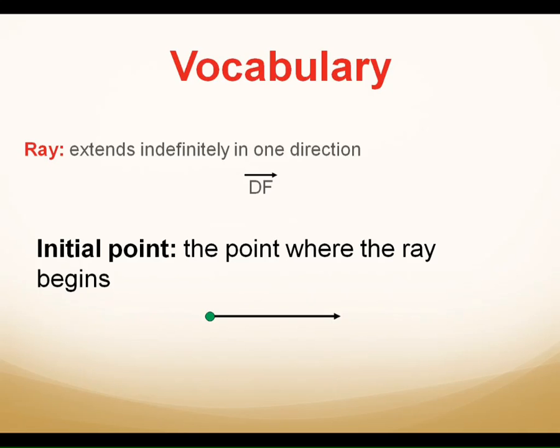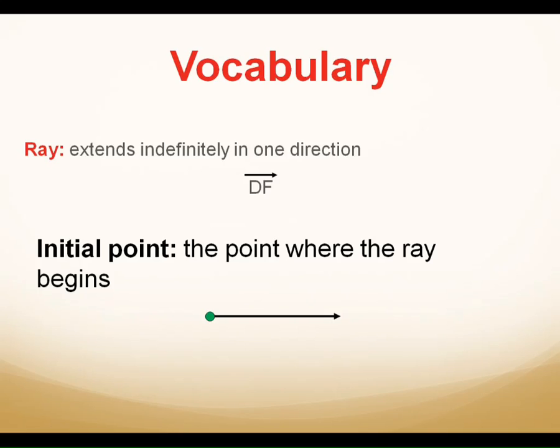We have a ray. We've talked about lines. We've talked about line segments. Now we have a ray. What a ray does, it extends infinitely in one direction. So it has what we call an initial point. That's the point where it starts, and then it goes forever in one direction. That's different from a line because a line goes infinitely in both directions. And a line segment has two endpoints. A ray has an initial point and goes on forever in the other direction.